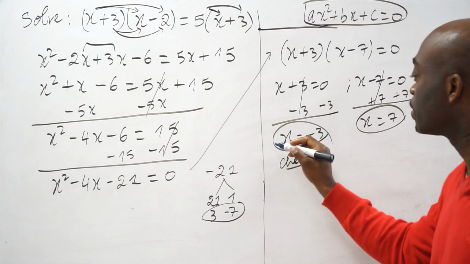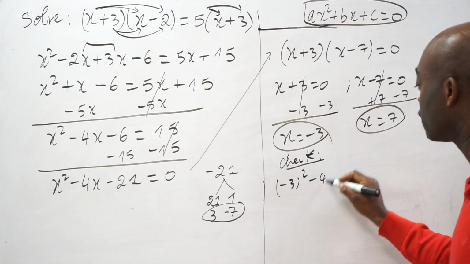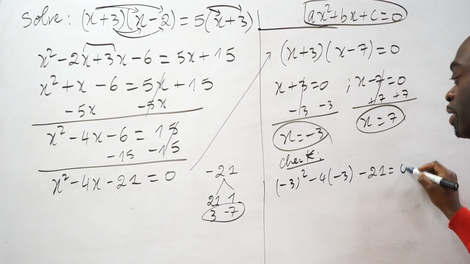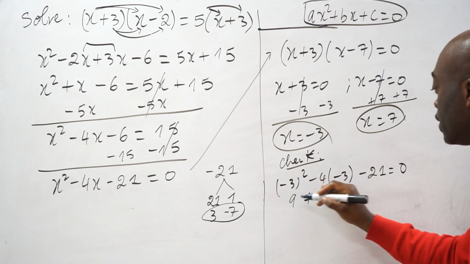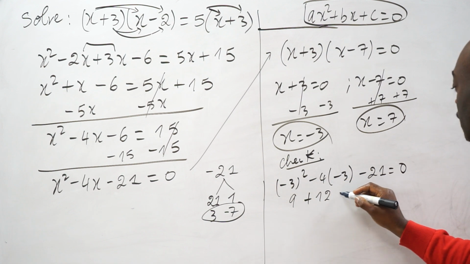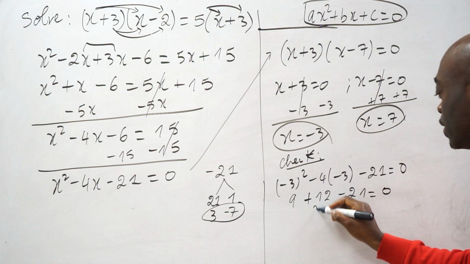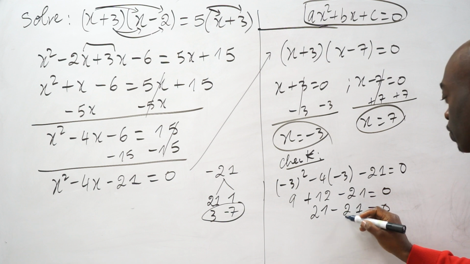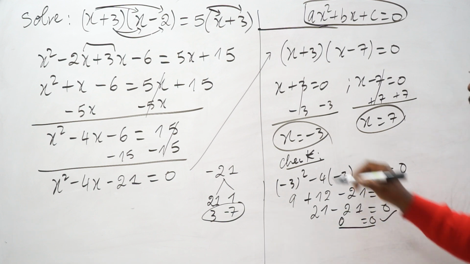For the first one, that's negative 3. So that'd be negative 3 to the second power minus 4 times negative 3 minus 21, which should give us 0. Negative 3 squared gives us positive 9, plus 4 times 3 is positive 12, because negative times negative is positive, minus 21. And then 9 plus 12 is 21, minus 21 is equal to 0. So 0 equals 0, that checks out. So that means negative 3 is good.